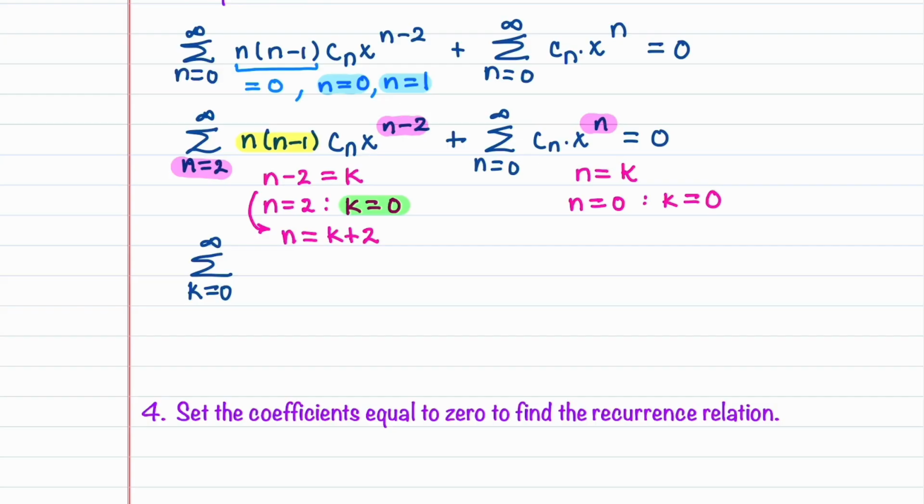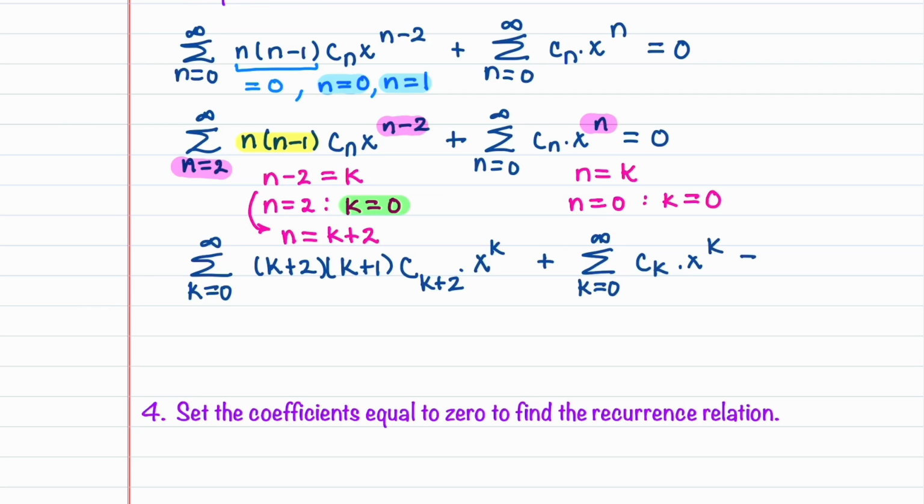We have n, which is now k plus 2. And then we have n minus 1, which is k plus 1. C sub n is now c sub k plus 2. And that gets multiplied by x to the n minus 2, which is x to the k. Now for our second sum, this is the easy one. n is now k, so we have the sum k goes from 0 to infinity, c_k times x to the k, and that's equal to 0. Now we're all set to go ahead and combine these two summations into one summation.